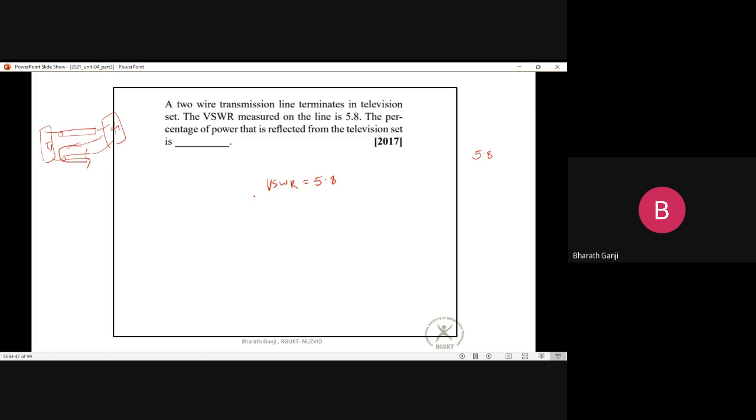Yes, 49%. Very good. There are a few answers of 49%, but first we have to find out the reflection coefficient, right?